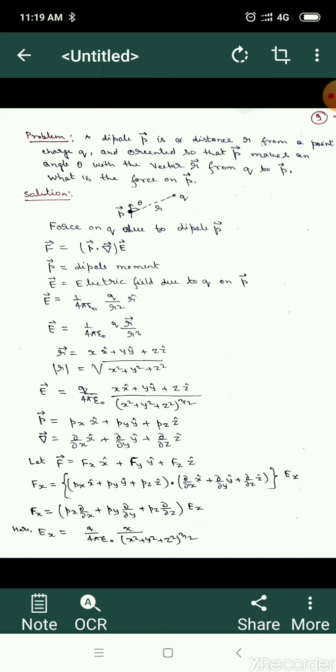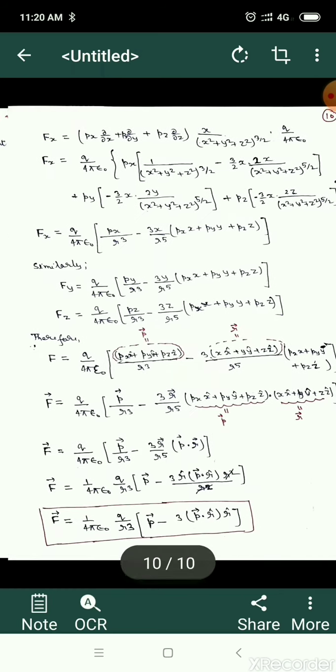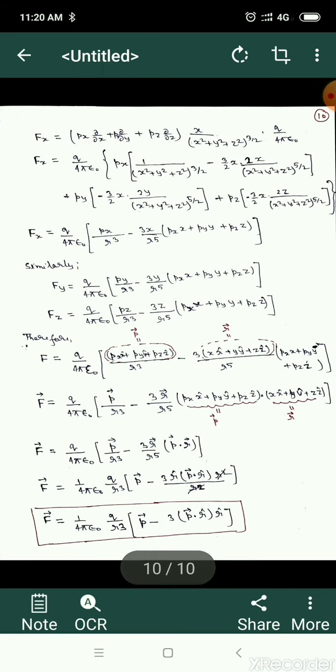We have found the electric field, so Ex can be found. The x component of electric field we can determine very easily, that will be equal to 1 upon 4 pi epsilon 0 q x upon x square plus y square plus z square to the power 3 by 2. So Fx can be found. If we substitute the value of Ex, Fx will be equal to px del over del x, py del over del y, pz del over del z into x upon x square plus y square plus z square to the power 3 by 2, times q upon 4 pi epsilon 0.